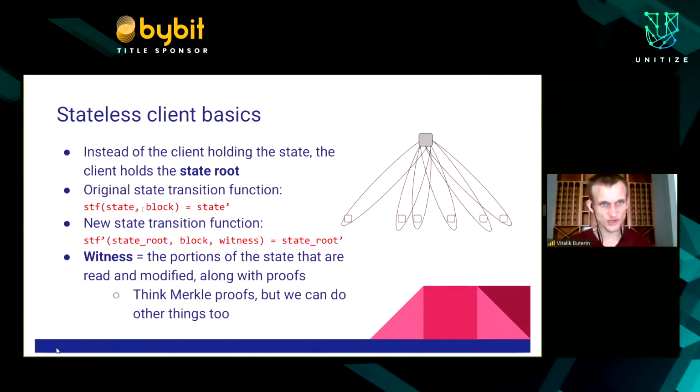So if we think of the original state transition function, the state transition function that takes as input a state and a block, and outputs a new state, we can think of a stateless client as processing a parallel state transition function.